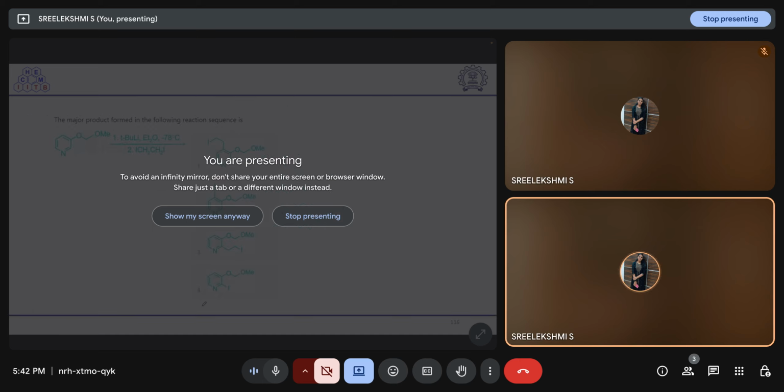Moving on with the next question. The major product formed in the following reaction sequence. So here this compound A upon treatment with tertiary butyl lithium, diethyl ether at minus 78 degrees Celsius, then treating with this diiodoethane. So which will be the major product here?